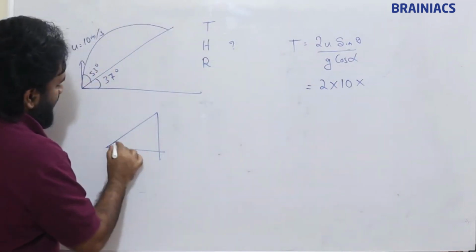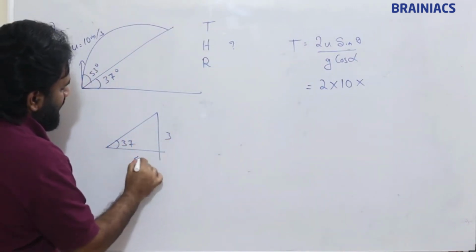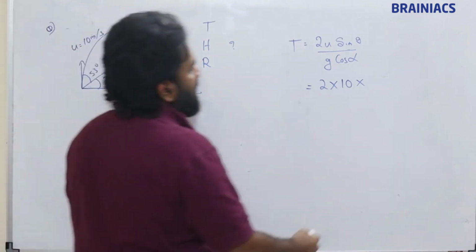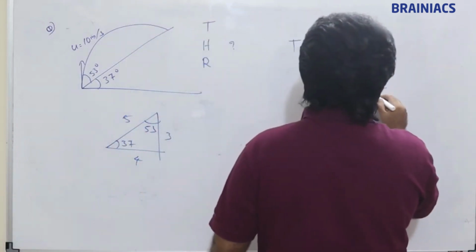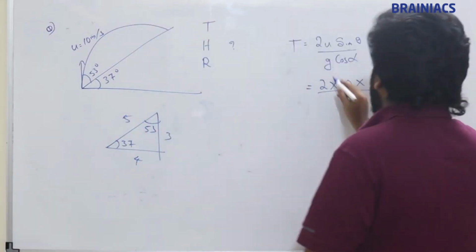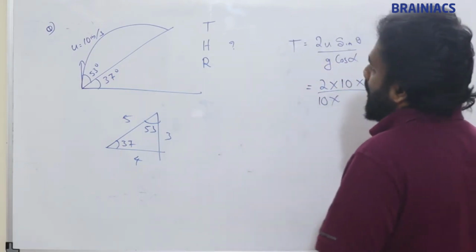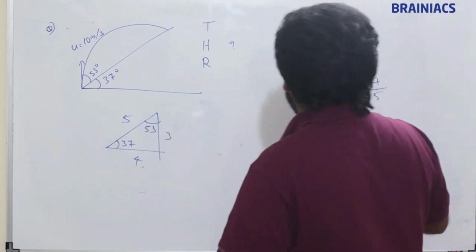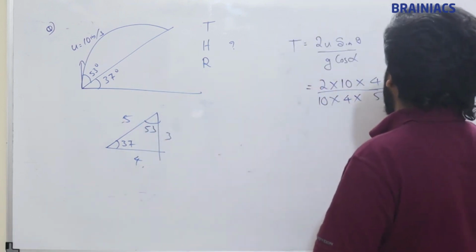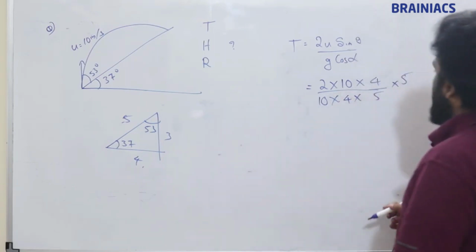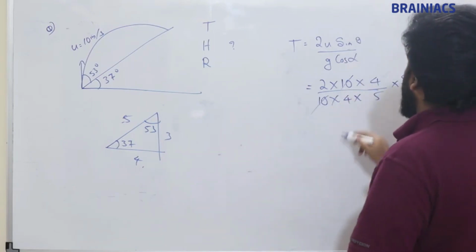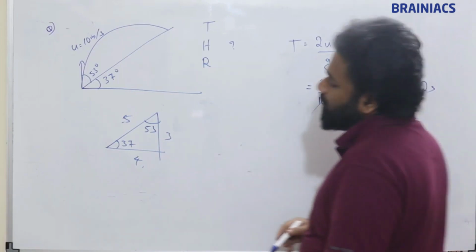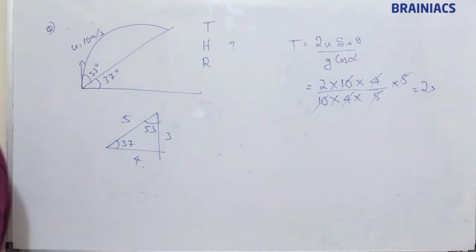So 2u sine theta divided by g cos alpha, 2 into 10 into sine 53. Here it is 37, 3, 4, 5 and this is 53. So 4 by 5 is sine 53. Divided by, here we will substitute 10, cos alpha is cos 37, cos 37 is 4 by 5. So 10 will be cancelled, 4 and 5 everything will get cancelled. This is going to be 2 seconds. So time of flight is 2 seconds.